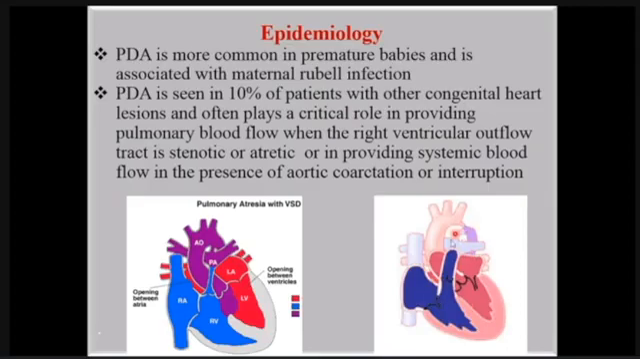So, the ductus is almost always harmful. Rarely it is useful, in the case of pulmonary atresia to give blood to the pulmonary circulation, or in the case of interrupted aortic arch or severe coarctation, when it gives blood to the lower part of the body.